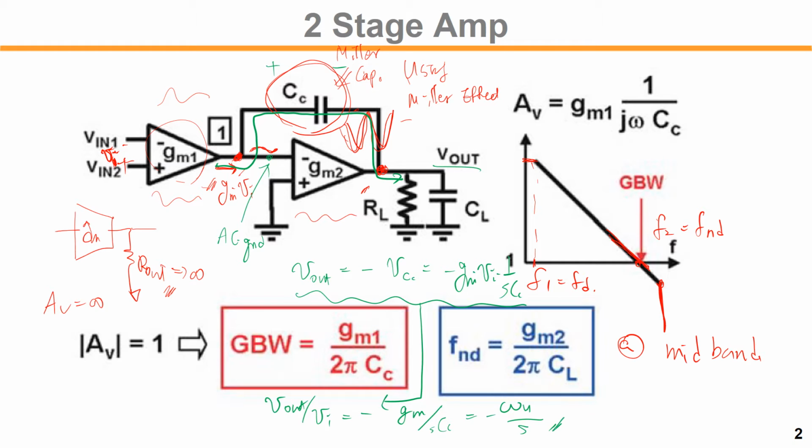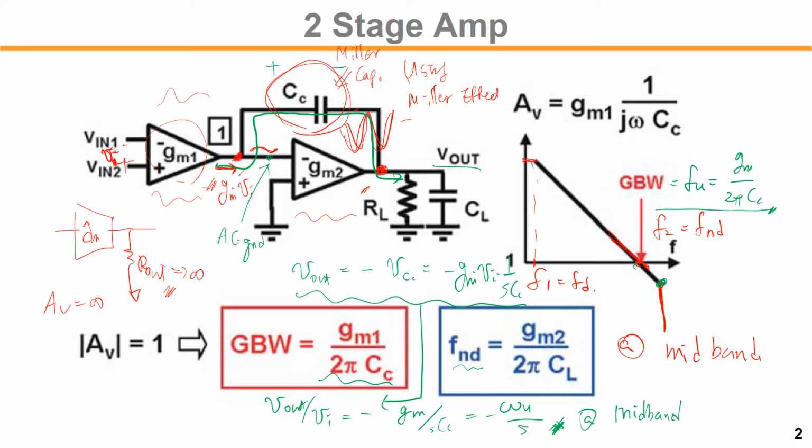So based on this derived equation at midband, neglecting the DC gain, omega U, so FU here, is 2 pi GM over CC, right? We can easily get that, right? FU.